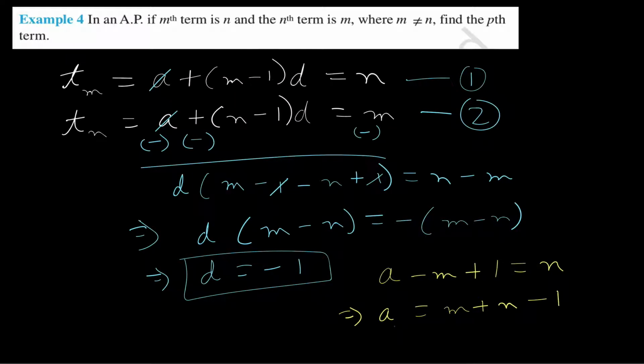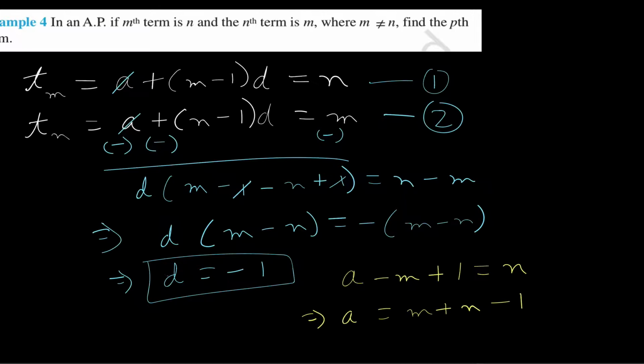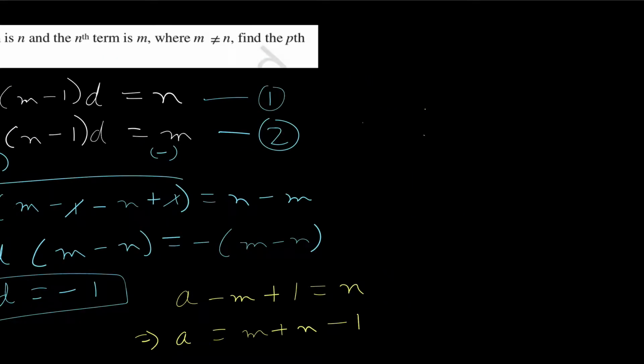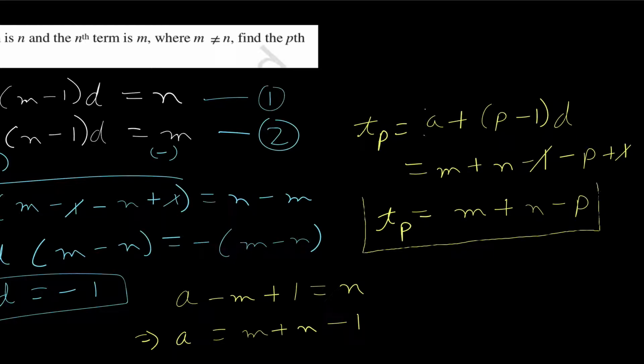So now we have the value for a, we have the value for d, and now we just need to find the pth term. So what will the pth term be? The pth term Tp is equal to a plus p minus 1 times d, where we have a as m plus n minus 1 and d as minus 1. So this thing gets minus p plus 1. Therefore 1 and 1 go out, and we have the pth term as m plus n minus p. So this is our answer.